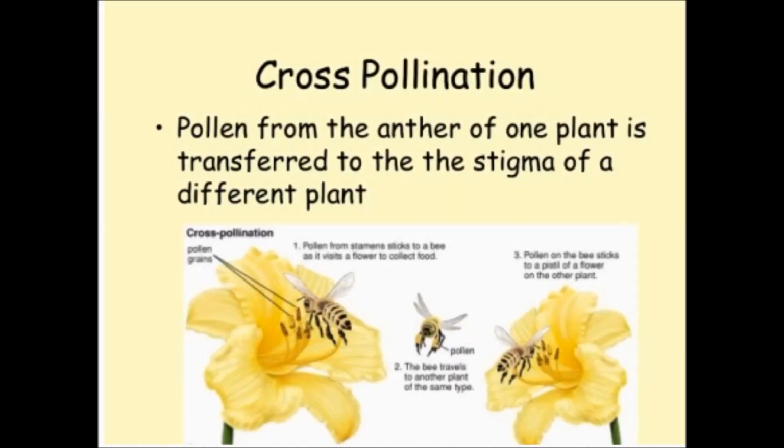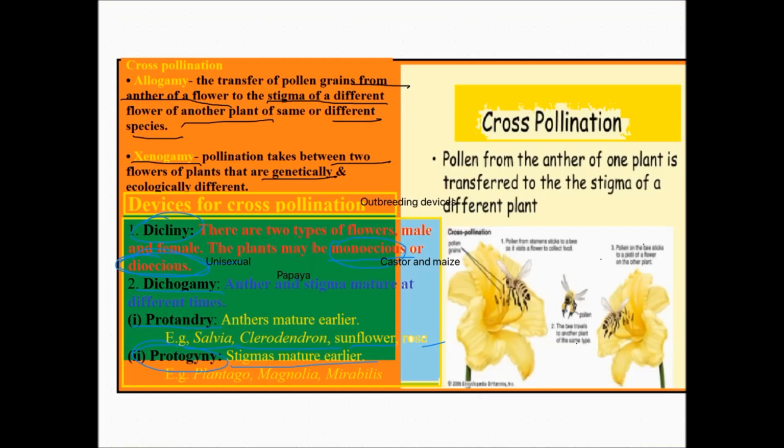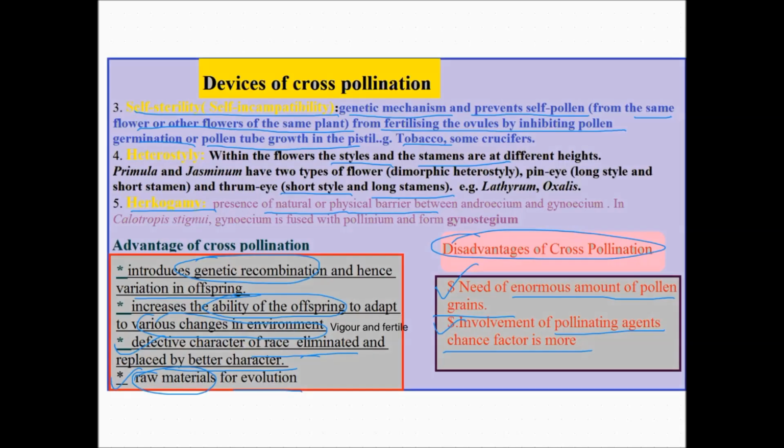Here we'll have a very quick recap. Cross pollination is the transfer of pollen grain from anther of one flower to the stigma of a different flower of another plant or of the same or different species. It is also called allogamy. If the pollination takes place between two genetically different plants, then it is called xenogamy. What are the devices of cross pollination? There are devices of cross pollination like declining, dichogamy, self-sterility, heterostyly, herkogamy.